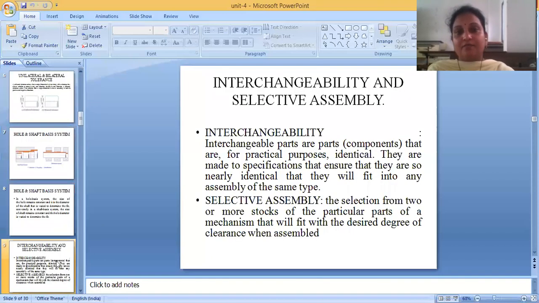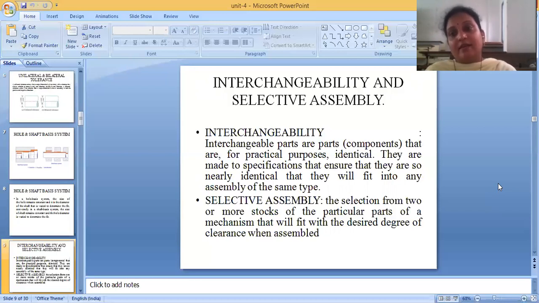Next one, what is interchangeability and what is selective assembly? Interchangeability is, for example, if you have a nut and screw and you have another nut and screw, and you want to replace this screw with that screw and that screw with this screw. If they are of the same dimensions and same standards, these should replace each other. It should get interchanged. That is called interchangeability.